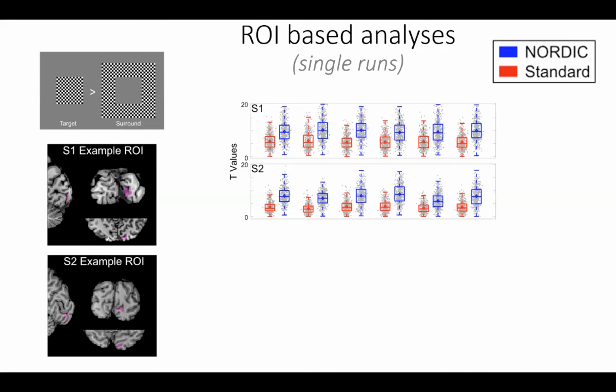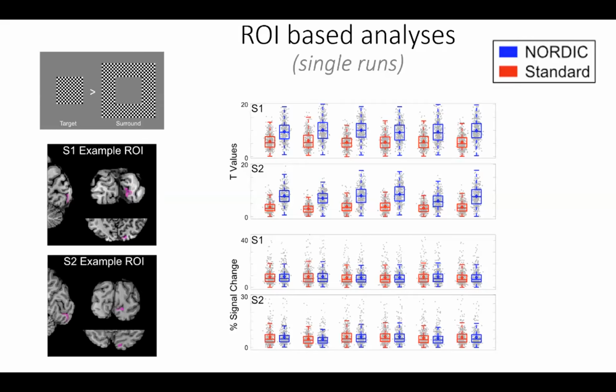Again, that's good. But the crucial aspect is here that these values are going up not because the signal intensity is going up, but because the noise is going down. So we looked at the percent signal change responses in the same region of interest for both Nordic and standard data, and we see that these remain largely unaltered. So that's great news. It looks like Nordic is doing a really good job at removing the noise while not really meaningfully impacting the signal.